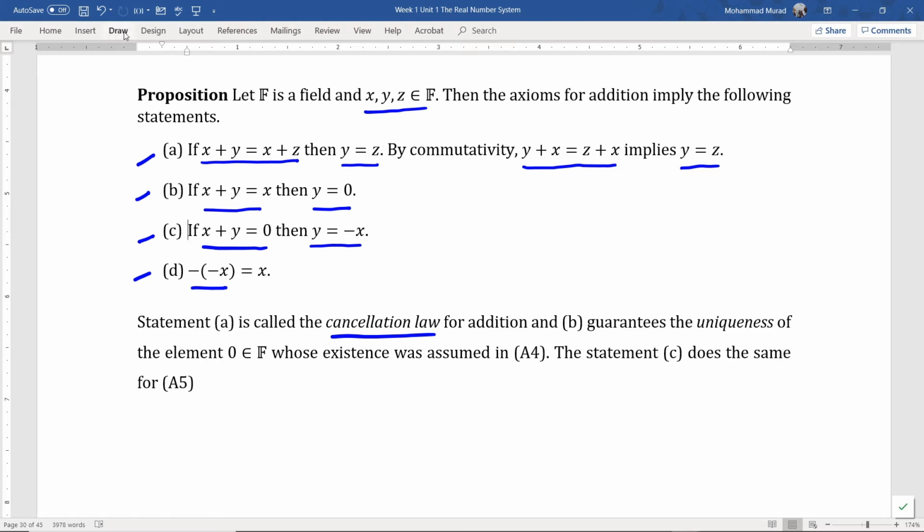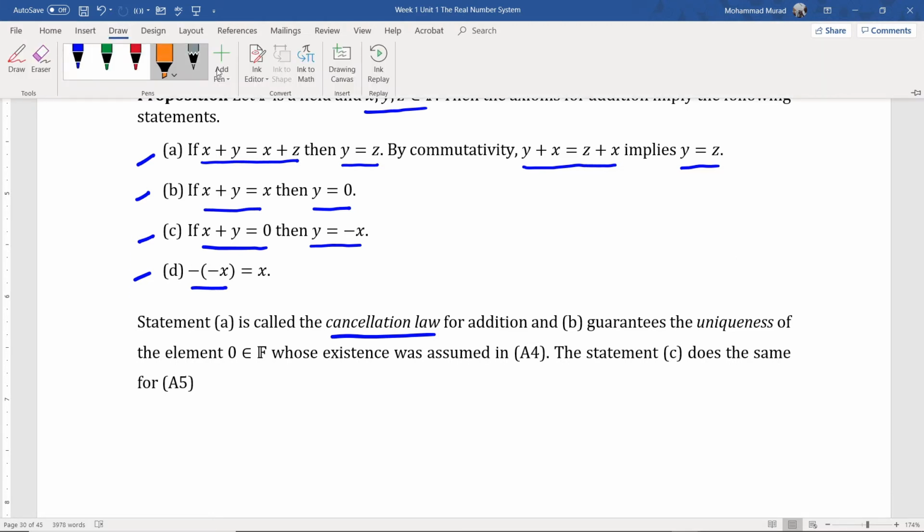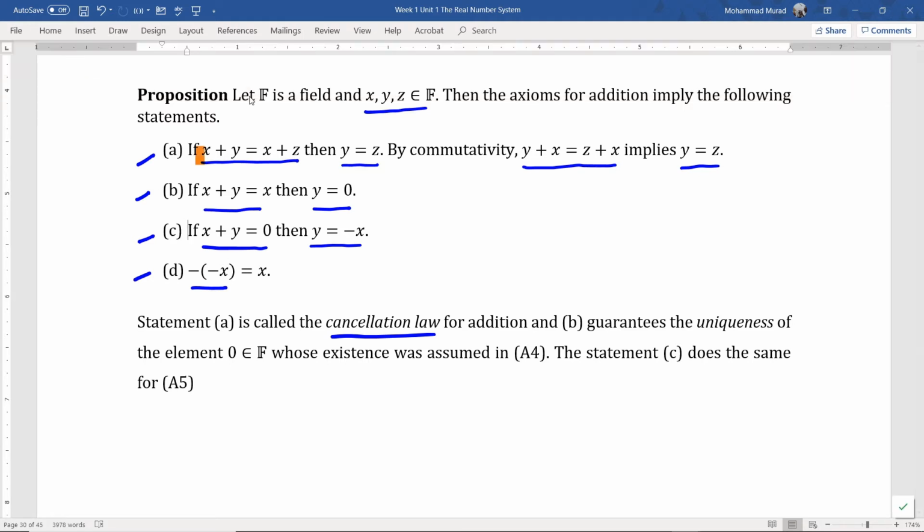So we can simply cancel x from both sides. So this statement A justifies the cancellation for addition. We will prove this property shortly.